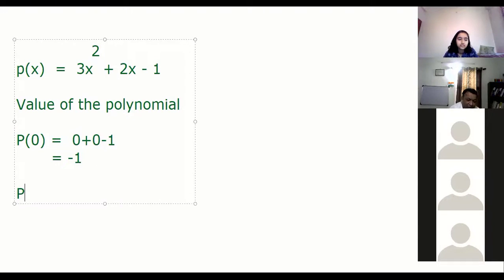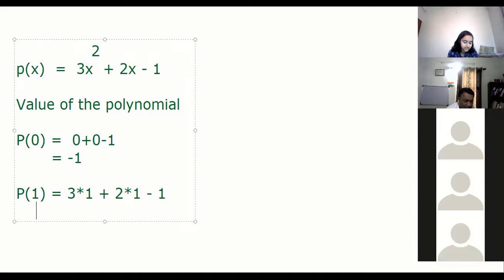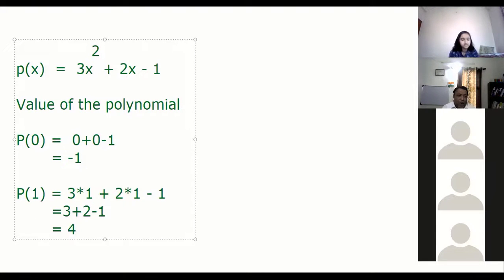If I say P of 1, it means I have to substitute x equal to 1. So 3 into 1 square, so 1, plus 2 into 1 minus 1. How much will it be? 3 plus 2 minus 1, 4. So the value of the polynomial at x equal to 1 is 4. What is the value of a polynomial? The value of a polynomial means you just substitute the value of that variable.